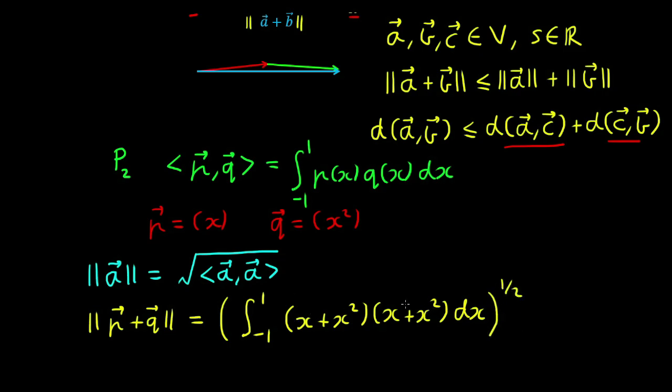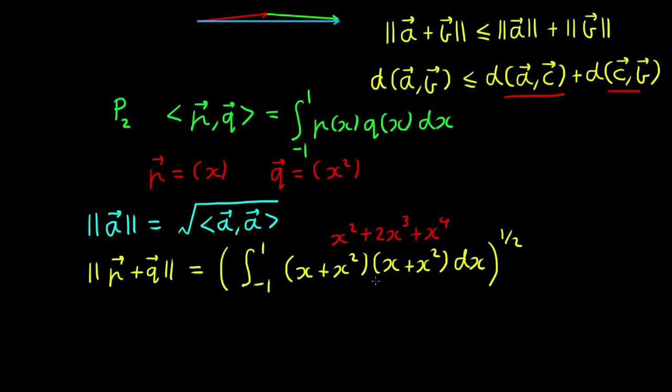So if you expand this out, you'd get x squared plus x cubed plus x cubed plus x to the 4. So therefore, this integral evaluates to x cubed on 3 plus 2x to the 4 on 4, or x to the 4 on 2, plus x to the 5 on 5. Evaluated at minus 1 and 1. And then we take the square root of this.